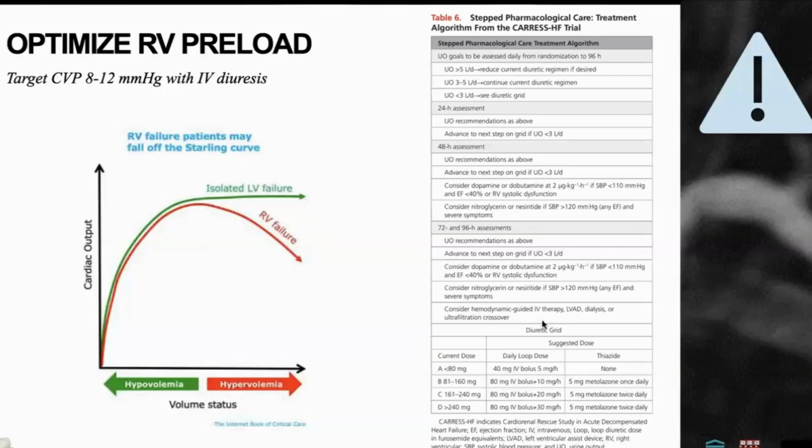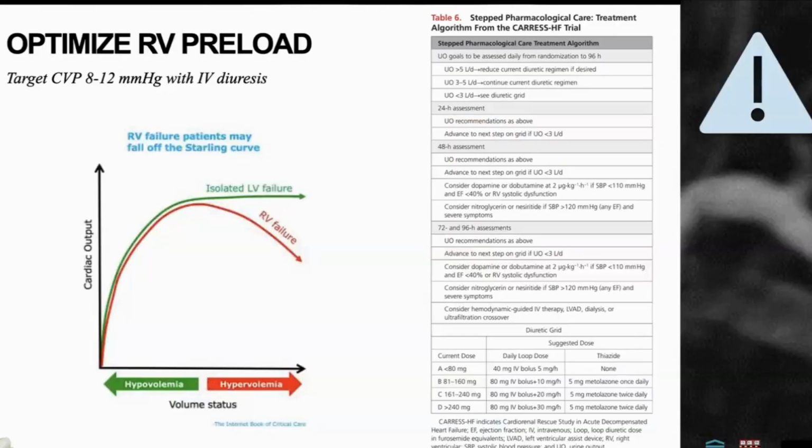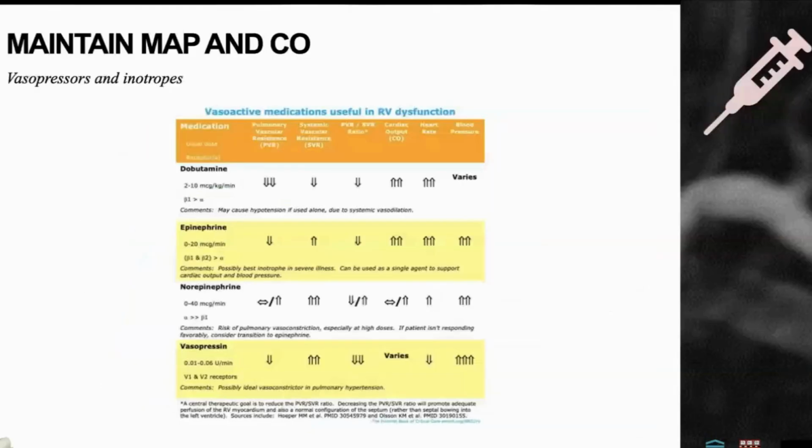And you do that by diuresis, right? So you use an IV loop diuretic like Lasix or Bumex. And then you can even add a thiazide, so you can use metolazone or chlorothiazide to augment that diuresis. So be very cognizant of what these patients' CVP is and adjust accordingly. All right, and then tenet number 3 is supporting the MAP, supporting the cardiac output.